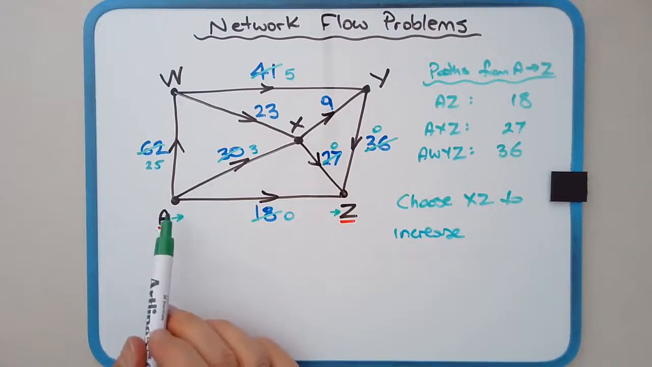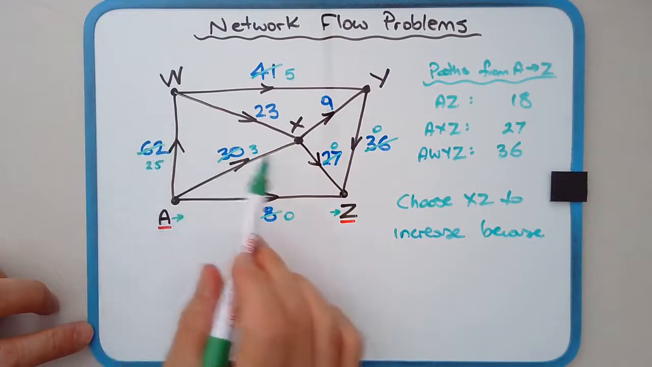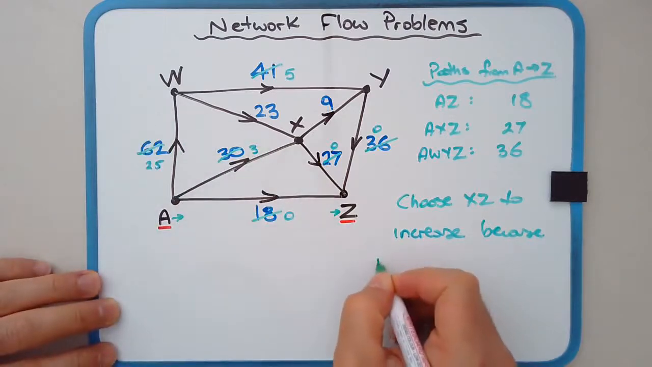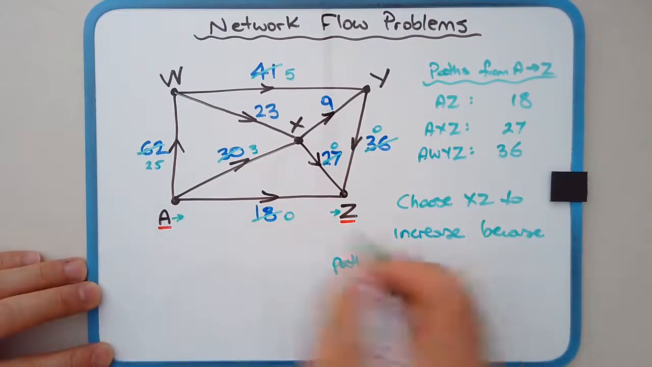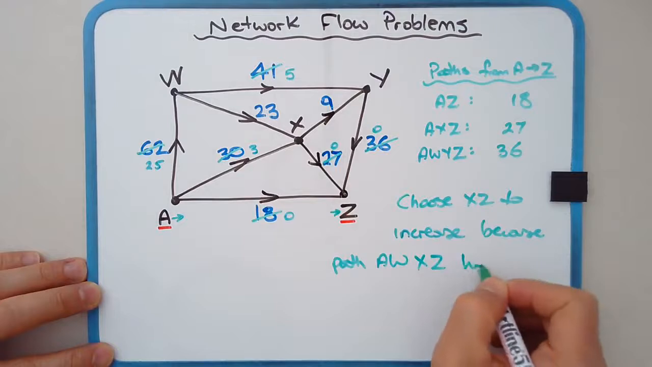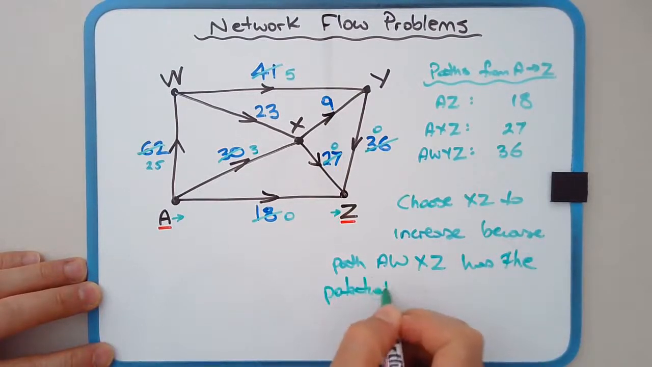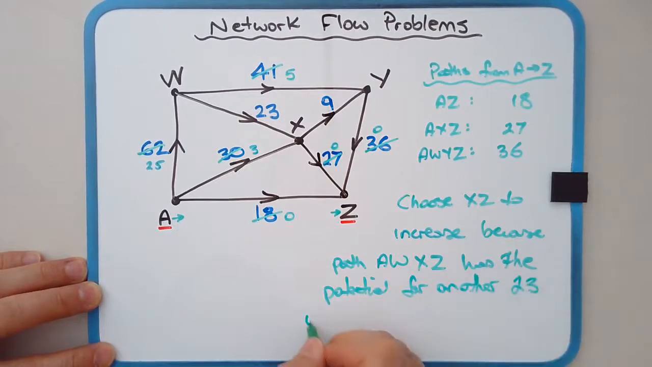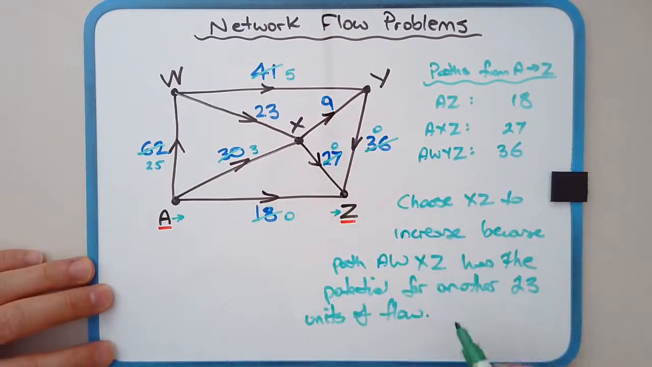So I would choose xz to increase, because the path awxz has the potential to flow another 23 units of flow. And I would increase xz by 23.